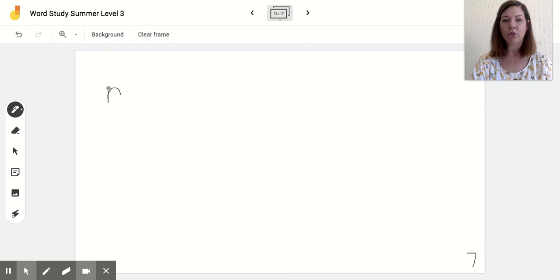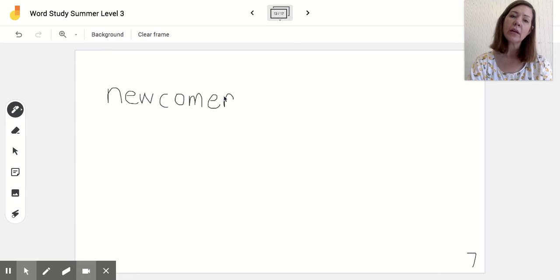So newcomer, let's write that first part. It has that ew chunk in it. Newcomer, it's a compound word. So I'm gonna write the word come and put that ending on it. Newcomer. So if someone has just moved to a school or a country, you might say, oh, they're a newcomer.